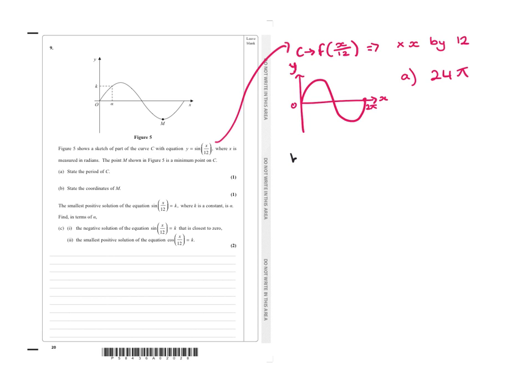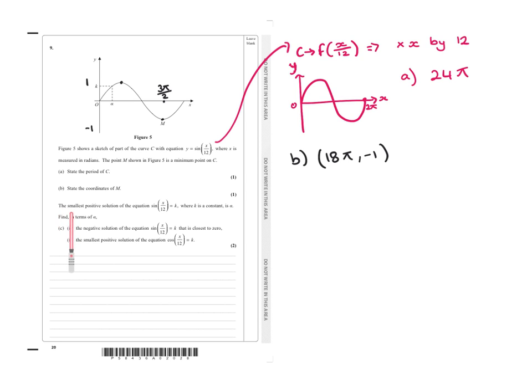Part B. State the coordinates of M. All we've done in our transformation affects only the x-axis. We haven't done anything to affect our y. So we still know that this is 1, and this is minus 1. But this coordinate here would normally be 3 pi over 2, and if we multiplied it by 12, we're going to get 18 pi. So 18 pi and minus 1.